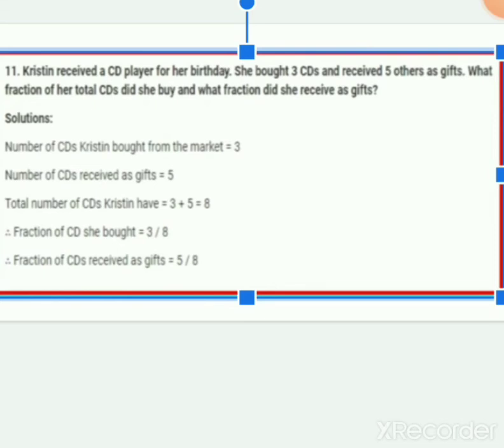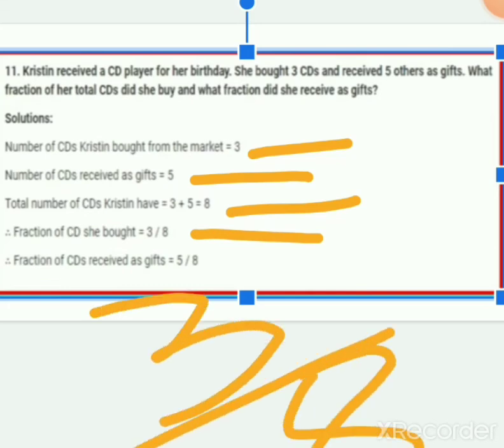So it will be the number of CDs Kristin bought from the market, 3, and the number of CDs received as gifts, 5. Okay, the total CDs will become 8. Now the question asks what fraction of the total CDs did she buy and what fraction did she receive as a gift. So the fraction of CDs she bought is 3 upon 8, because she purchased 3 CDs and the total was 8. Therefore the fraction of CDs received as gifts will be 5 by 8.